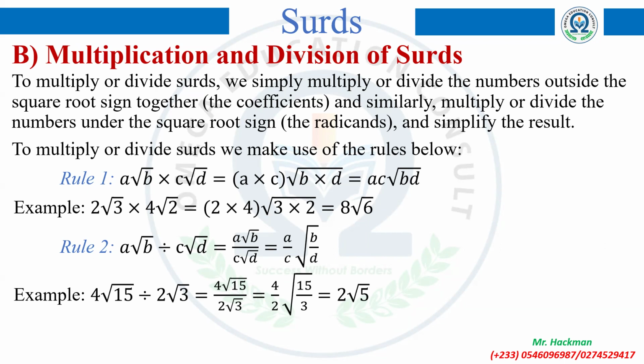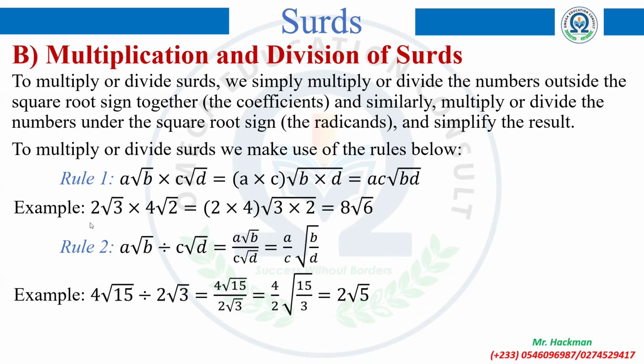So multiply the coefficients, and you have a new coefficient for your result. Your new coefficient will be the product of the two coefficients. Then the root of your new radicand will be the product of the old radicands. So you get A times C, which is AC, and B times D, which is BD. As simple as that.